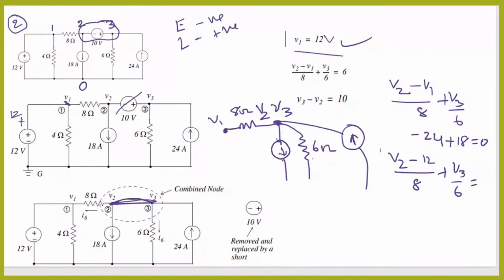So this is one equation and this is another equation, and here V2 and V3 are there and here V1 is there. So one more equation I have to get because there are three unknowns. So the third equation is V3 minus V2 is equal to 10 volts, from this open node. So this is one equation, this is the second equation, and this is the third equation.